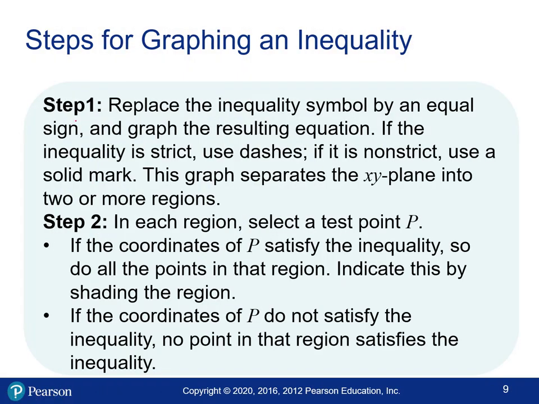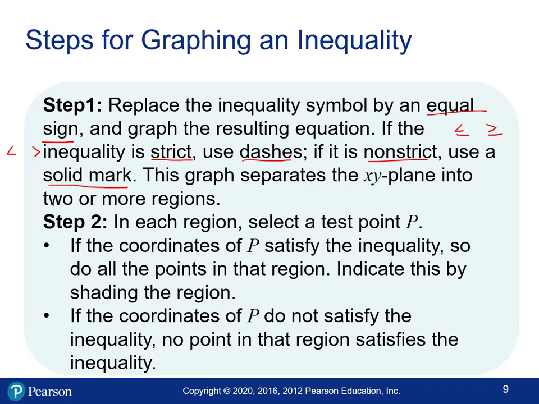So here are some steps for graphing an inequality. Step 1, replace your inequality symbol with an equal sign. Then before you draw your line, you want to make sure that you're looking at your inequality symbol. If it's strict, meaning it's less than or greater than with no equal bar, you're going to use dashes. If it's not strict, meaning that you can equal the values, it has the equal bar underneath, then you use solid lines. And so the graph would separate your x and y plane into 2 or sometimes more regions, which we'll see in another example.